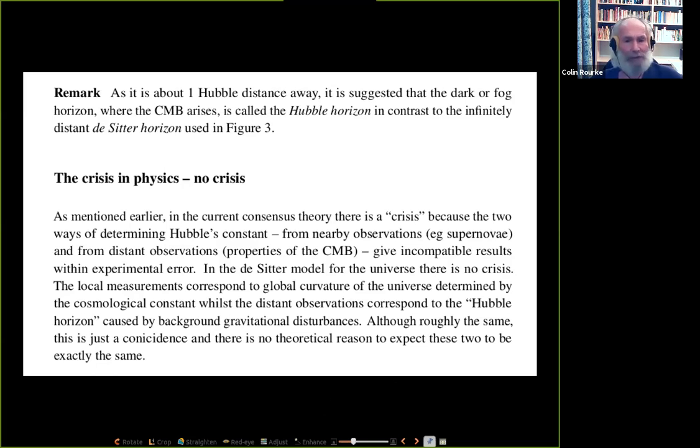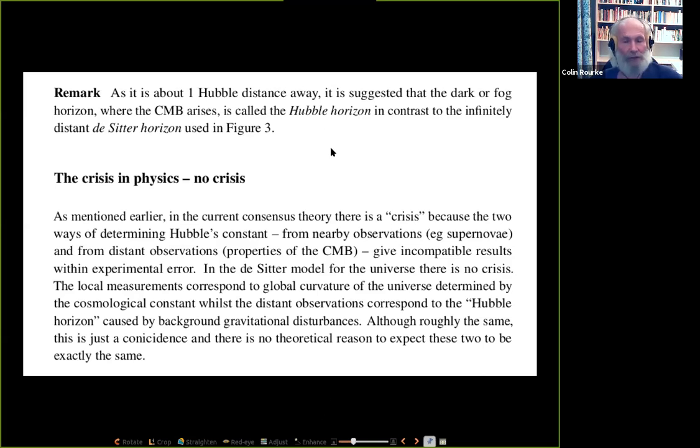Okay, so it's 1 Hubble distance away. So I suggest that the dark fog horizon where the CMB arises be called the Hubble horizon, in contrast to the infinitely distant de Sitter space horizon, which you get by using just the geometry, which I had in figure 3.